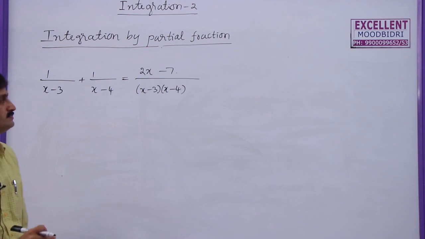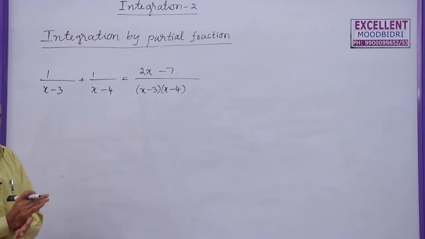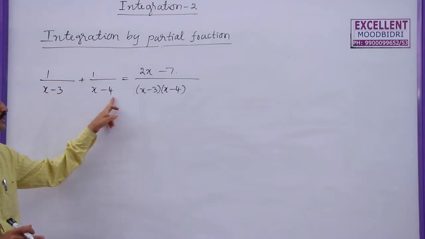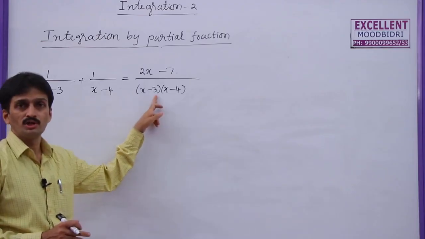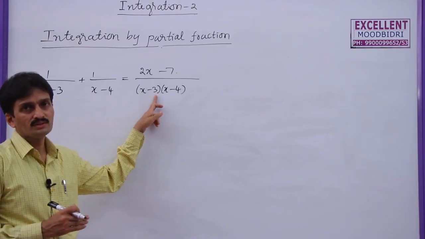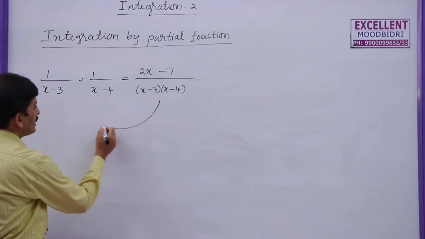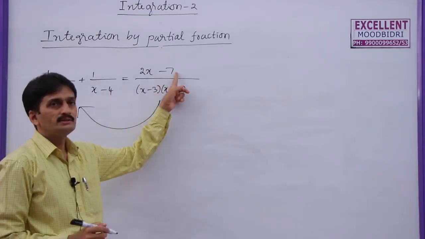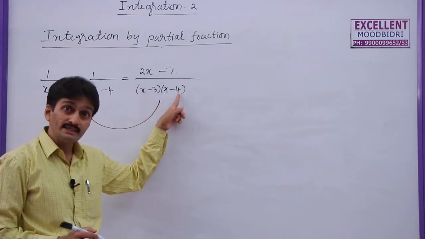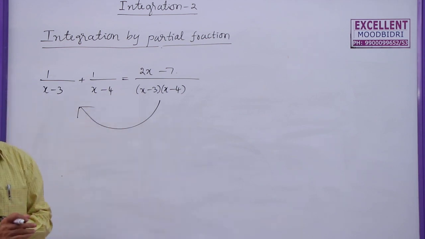Okay, now, in the lower classes, you have studied how to add two proper fractions. For example, 1 by x minus 3 plus 1 by x minus 4 equal to, take LCM, this is what you get. Now, in this topic you should learn the reverse process, that is, one proper fraction will be given, that is say 2x minus 7 by x minus 3 into x minus 4. You should write it as sum of 2 or more than 2 proper fractions.